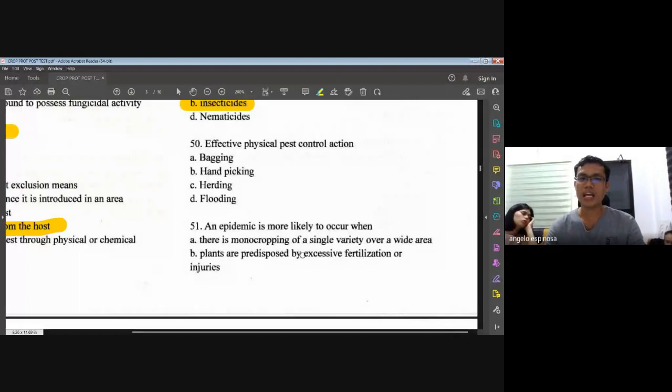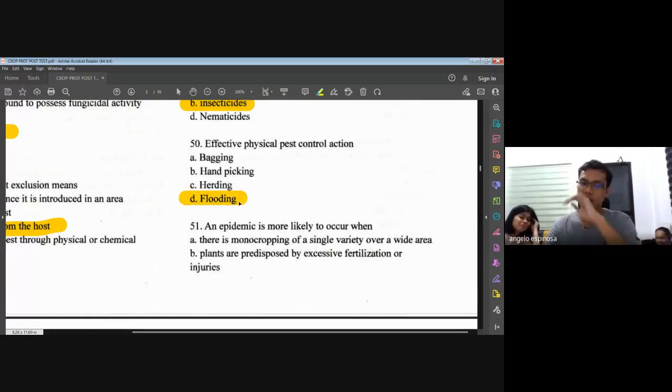Number 50, effective physical pest control action. The correct answer is flooding, because the term is physical. Bagging is not physical, that is mechanical. Hand picking is mechanical. Herding is mechanical. Flooding is a physical pest control.